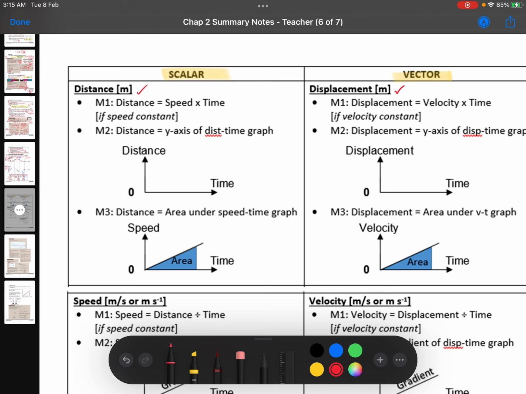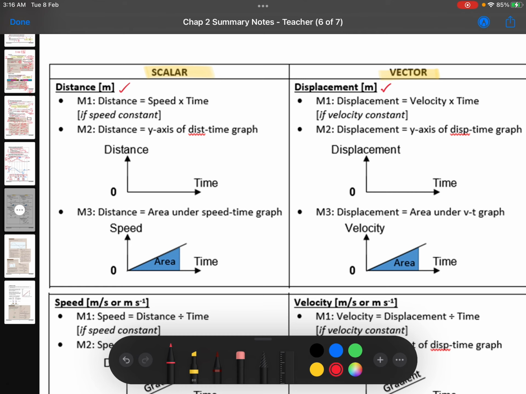So during the solving of these questions in this chapter, we tend to use distance and displacement interchangeably. Okay, we tend to use them interchangeably, but they are by and large the same as long as it's in the same direction. So let's start firstly.